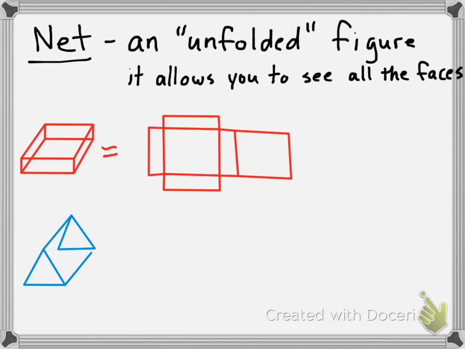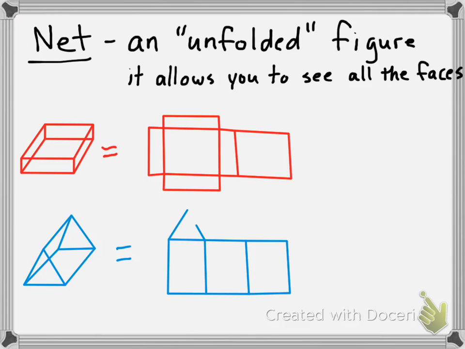Okay, well what about a triangular prism? Well, the same thing. If I unfold the triangular prism, I end up with this net. Notice this one only has 3 rectangles because it only has 3 faces going around the sides. And then the 2 bases are on the side, the triangles. So if I folded the triangles up, and wrap these three sides around, I'd have my prism. So you can see I've got 3 rectangles and 2 triangles.